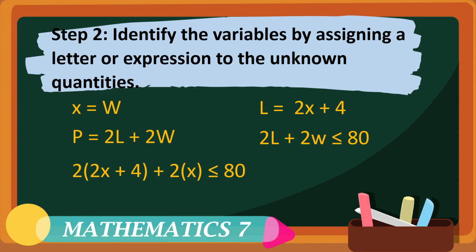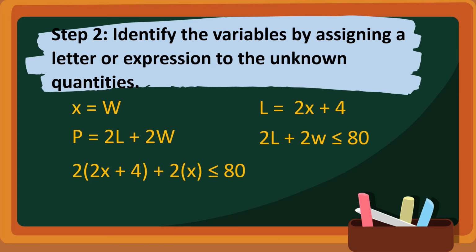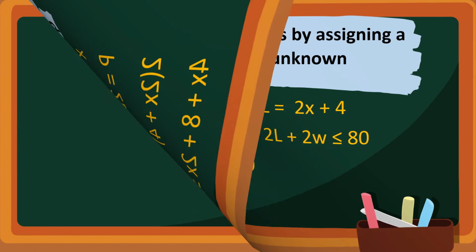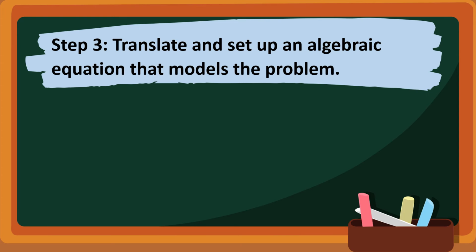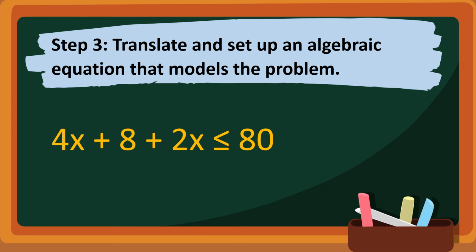Let's now simplify. 2 times the quantity 2 times x plus 4, plus 2 times x is less than or equal to 80. Now we have 4 times x plus 8 plus 2 times x is less than or equal to 80. Step number 3. Translate and set up an algebraic equation that models the problem. Therefore, 4 times x plus 8 plus 2 times x is less than or equal to 80.